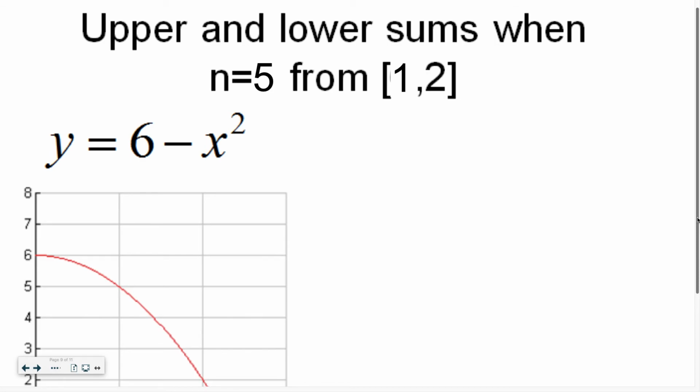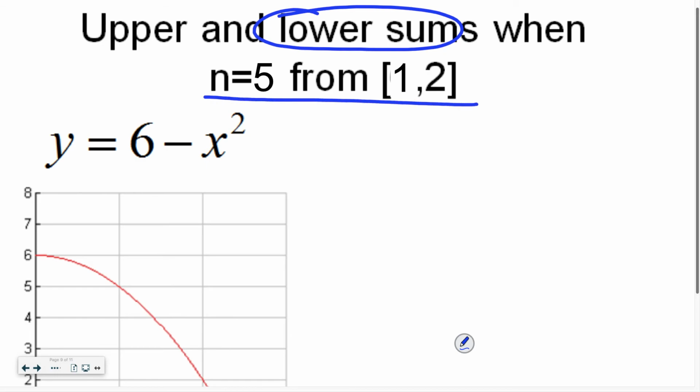Here is our example, and we're going to just do one of the 2, but I would love to do upper and lower. We're going to pick one. What do you guys think? Upper or lower? Lower. Okay, we're going to find the lower sum from 1 to 2 when n equals 5 of y equals 6 minus x squared.